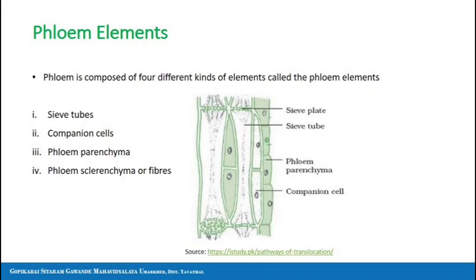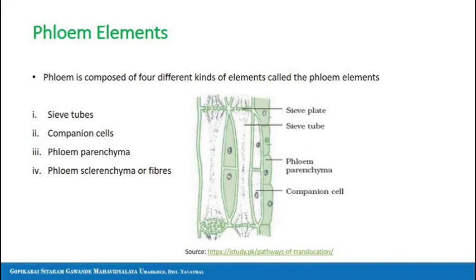Then the next element of phloem is phloem parenchyma. These are short cylindrical thin wall cells, and they usually store the food material and help in the conduction of the same. These are absent in monocots. This is one of the important things, that these phloem parenchyma are absent in monocots. And the last element of this phloem is phloem sclerenchyma or fibers. These are narrow, dead, thick walled cells with a narrow lumen or cavity. These are also known as phloem fibers or bast fibers because the fibers are used for binding purposes, so that's why they are known as bast fibers.